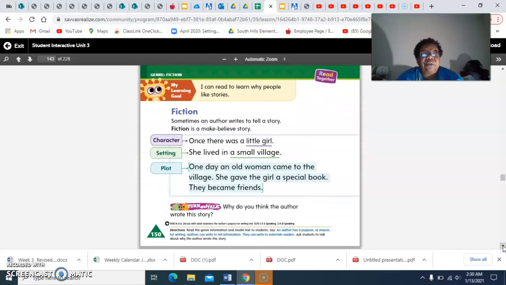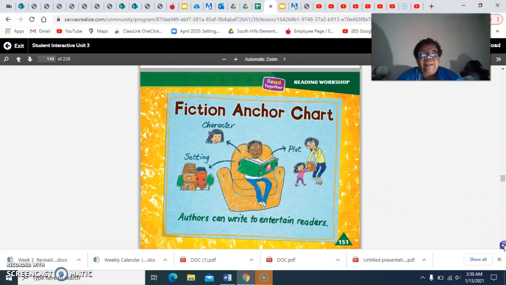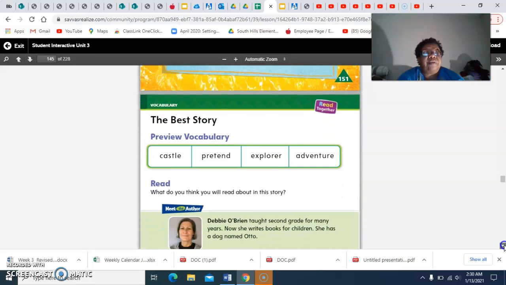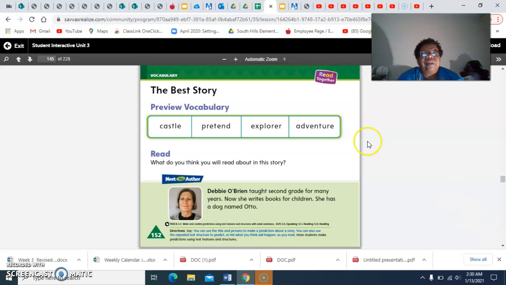Fiction is our story that we're focusing on. Fiction is a make-believe story. And then it goes over the character, setting, and plot. And let your family help you read the story. Here's a little chart that shows you what's included in fiction. This is a fiction anchor chart, and it's telling you what's included in fiction books and also in your writing. Then it gives you the vocabulary words.